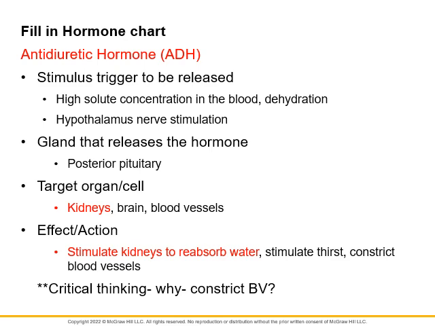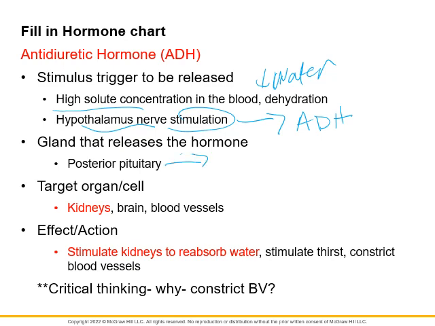So what do you need to know about antidiuretic hormone? What is the stimulus trigger for it to be released? When does ADH get released? If you have high solute and low water, right? That's what dehydration means. So high solute, low water, you're dehydrated. That's going to stimulate the hypothalamus to release ADH from your posterior pituitary. So the gland that actually releases ADH is the posterior pituitary.